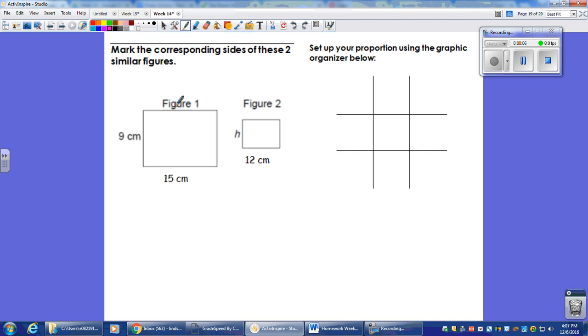So we're going to be doing similar figures. We need to mark the corresponding sides of the two figures. With math, we don't necessarily always have a highlighter, so what I do is I say squigglies and dashes.